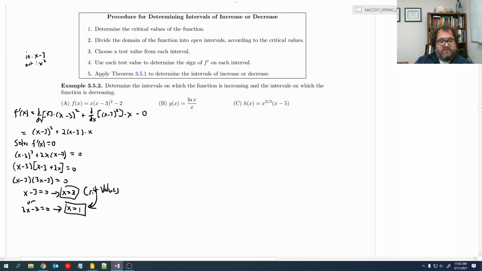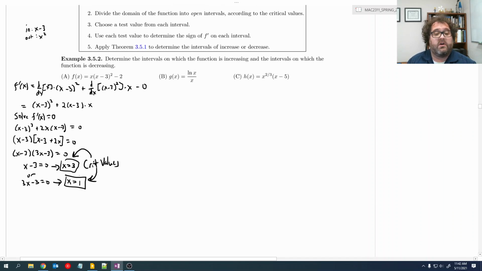Okay, so we have two critical values, and that's step one taken care of. Step two is to divide the domain. Now the domain of this function is all real numbers, so divide the set of all real numbers up according to those critical values. So I'll usually just draw a quick number line real fast. And so there's the domain of our function, and 1 and 3. So if we have two critical values, that's going to give us 3 intervals to consider.